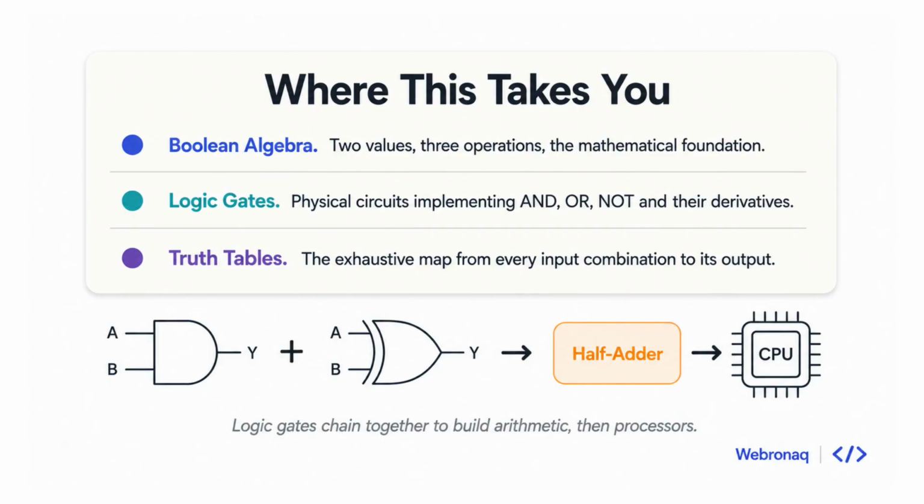Combine an AND gate and an XOR gate in just the right way, and you get a half adder, a circuit that adds 2 single bits. Chain enough of those together, and you are building the arithmetic logic unit inside a CPU. Every large system in computing grows from this foundation.